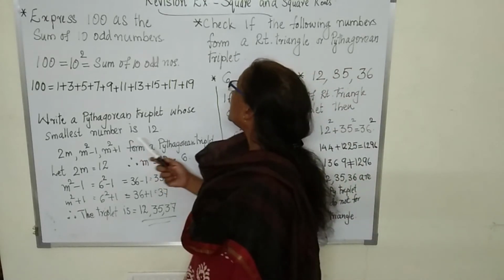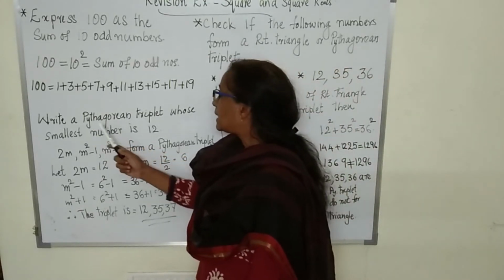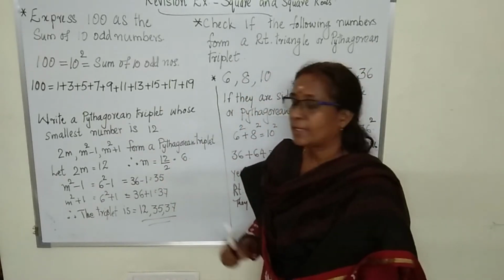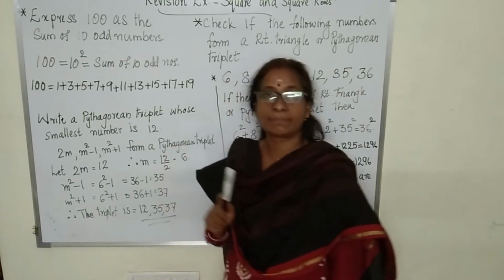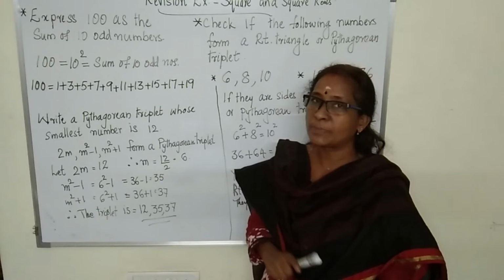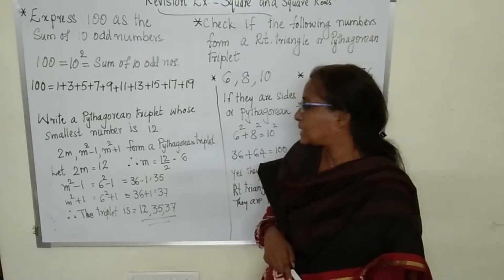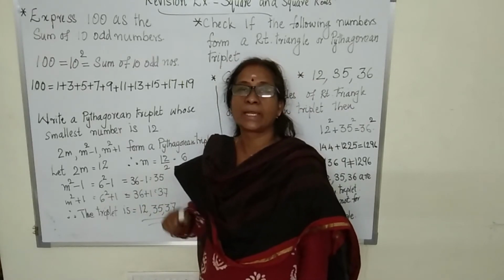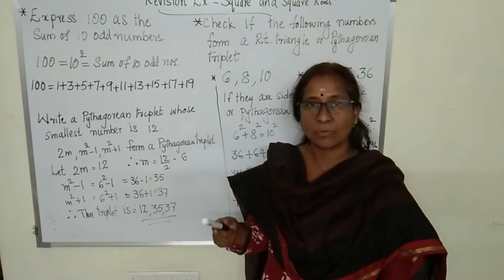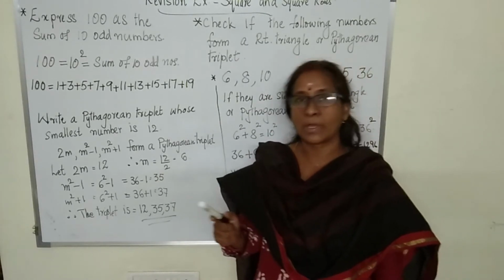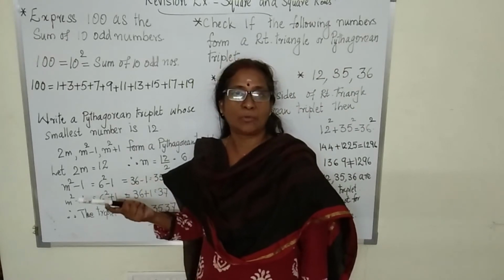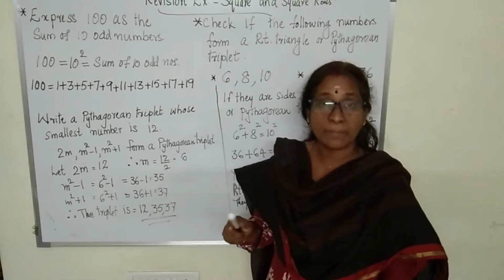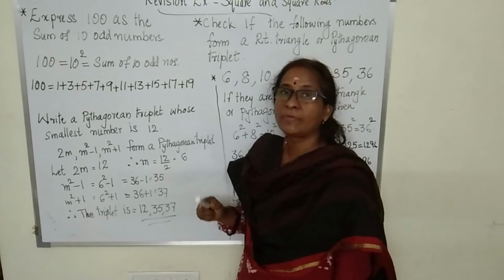Now, the next question is, write a Pythagorean triplet whose smallest number is 12. For doing this, you should remember what a Pythagorean triplet is. Pythagorean triplets are 3 integers which satisfy the condition that a square plus b square is equal to c square. That is, the sum of the squares of 2 numbers will be equal to the square of the third number. They are the sides of a right triangle.